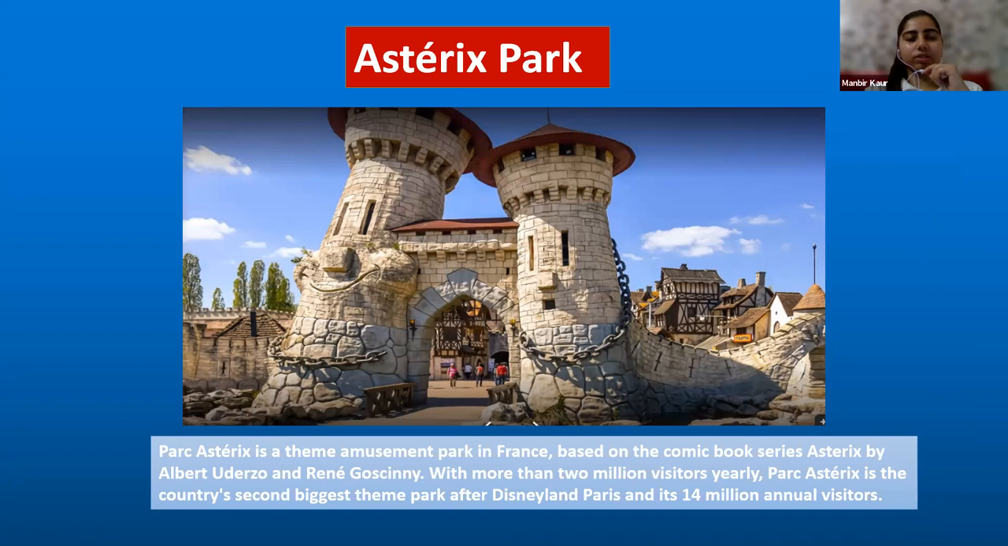So now we will proceed with our presentation. That was the first theme park, that is Disneyland. Here we talk about the next, that is Parc Astérix. This is a theme amusement park in France, which is based on the comic book series Astérix by Albert Uderzo. It has more than 2 million visitors every year. This theme park is the country's second biggest theme park after Disneyland Paris, and it has over 14 million annual visitors.